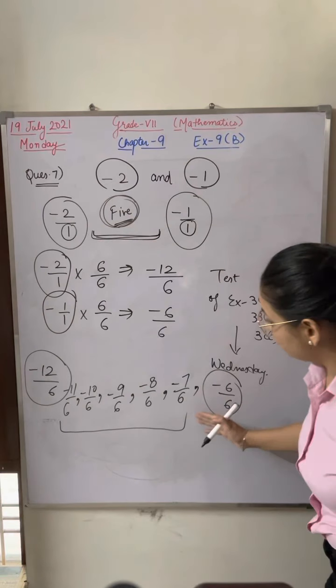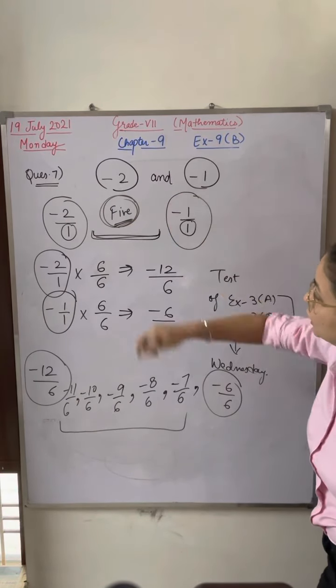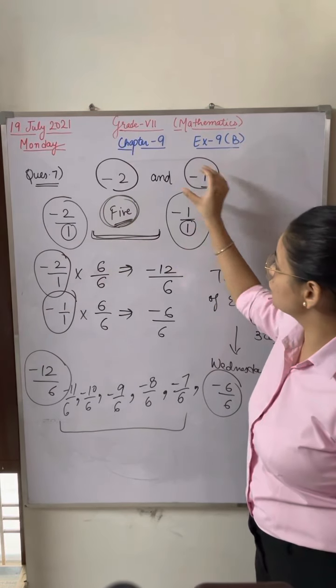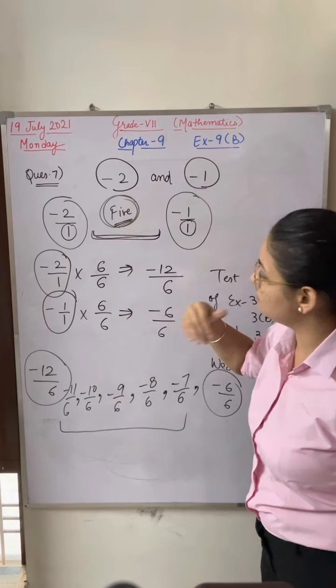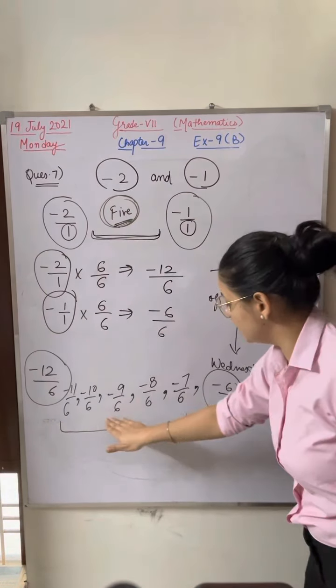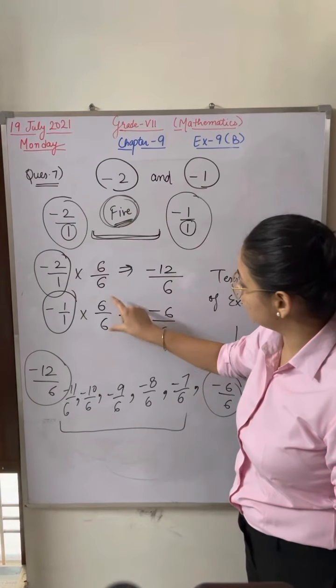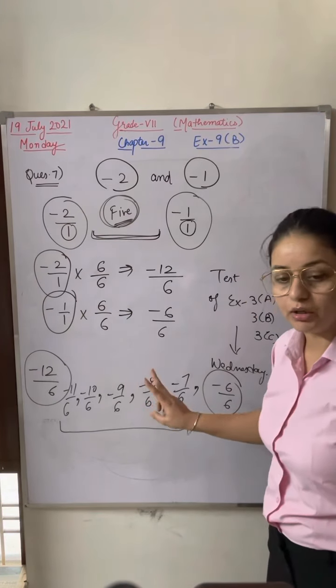So in this way, we can insert 5 rational numbers in between these two numbers. First of all, divide with 1 and 1, make these two numbers as rational numbers, and then check out by which number you will multiply so that 5 rational numbers are possible. Earlier, I multiplied with 3 by 3. When I multiplied with 3 by 3, only 2 numbers were possible.